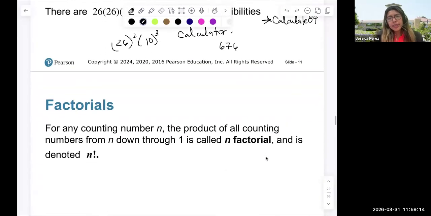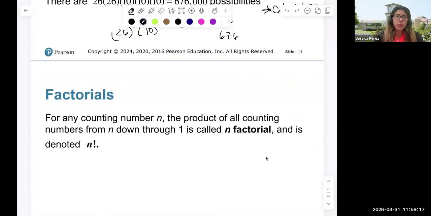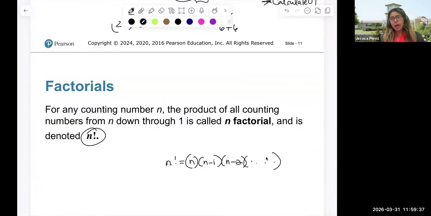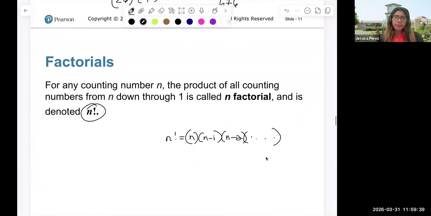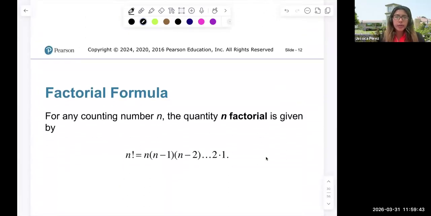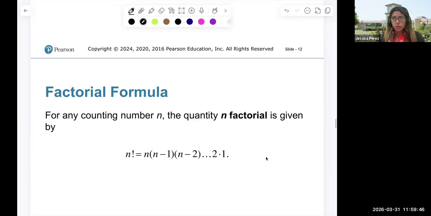So now let's talk about the definition of a factorial. What is a factorial? For any counting number n, it is the product of all counting numbers from n down. So that means you're decreasing in size. It's called n factorial. It's the same as n times n minus 1 times n minus 2 times dot dot dot, all the way down. So we have n minus 1, n minus 2. That is called the factorial formula.